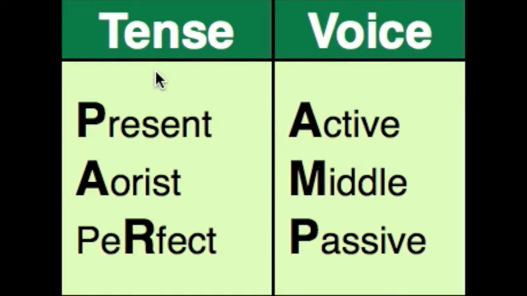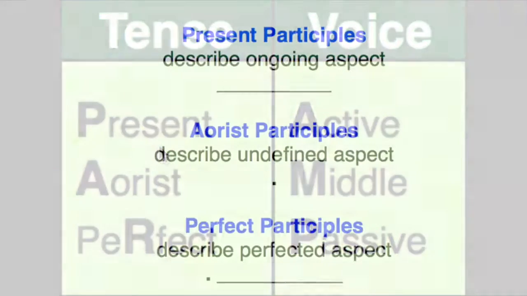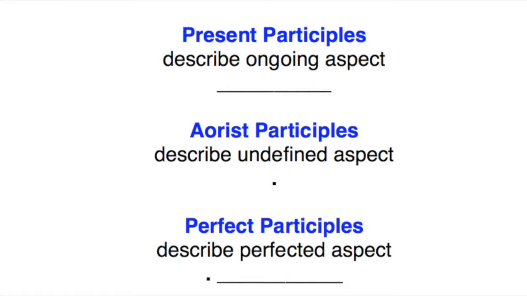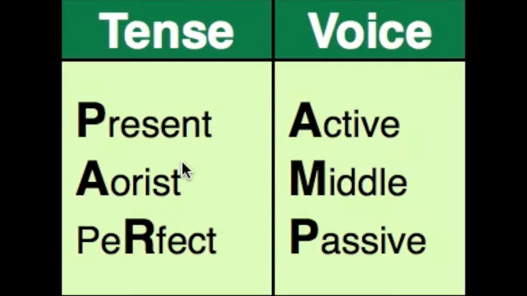Now, you could probably guess by now that since we're out of the indicative, time's not the issue, only aspect. And as we've been saying over and over, the present tense is used for continuous aspect, the aorist tense for undefined aspect, and the perfect tense for perfected aspect. So going to our old friend loosing, for example, the present would be translated "loosing." And the aorist would be translated "loosing." Now wait, you say, that's the same thing. Yes, it's the same thing.